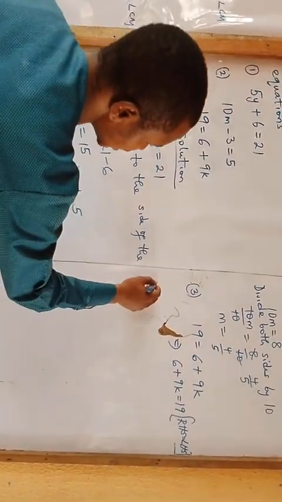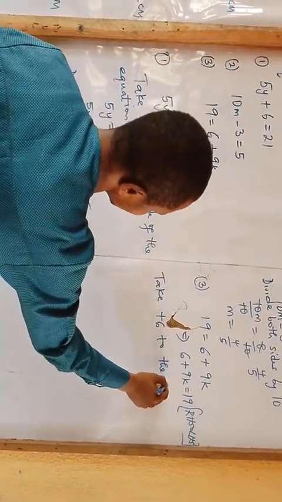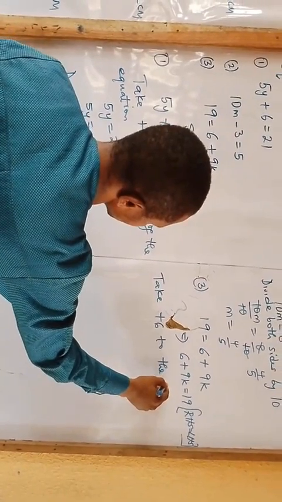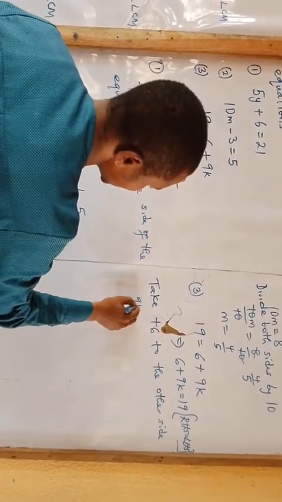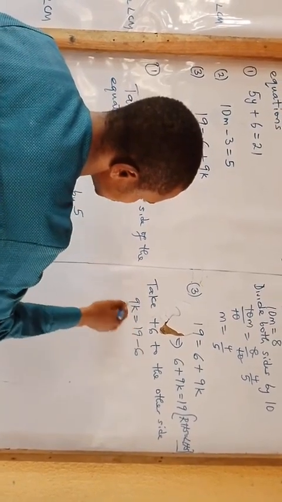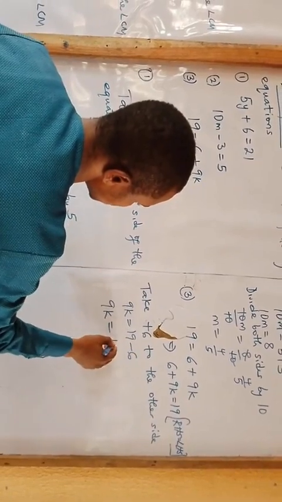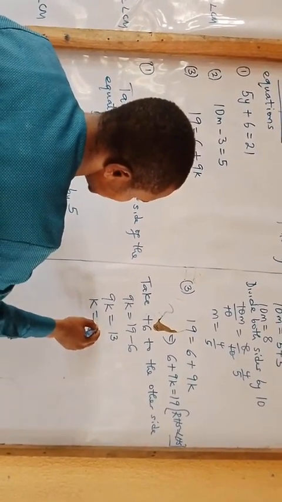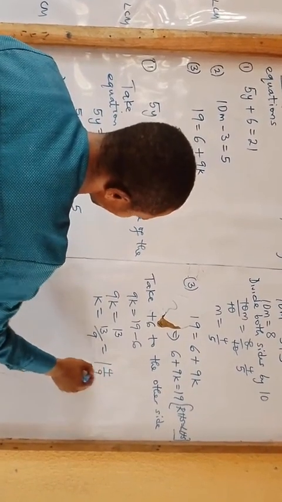So the next step to take is to take plus 6 to the other side of the equation. So you are going to have 9k is equals to 19 minus 6. 19 minus 6 will give us 13, and k is equals to 13 over 9, which will give you one whole number 4 over 9.